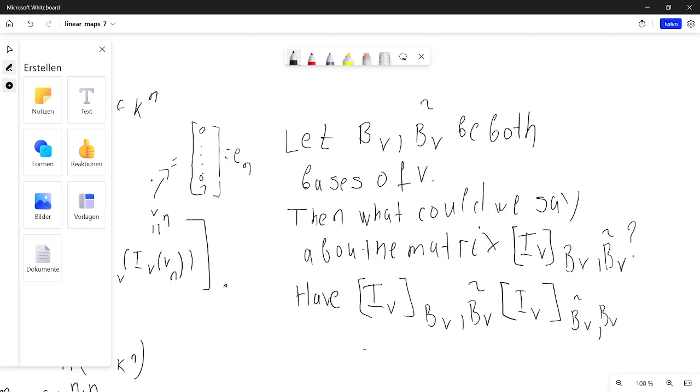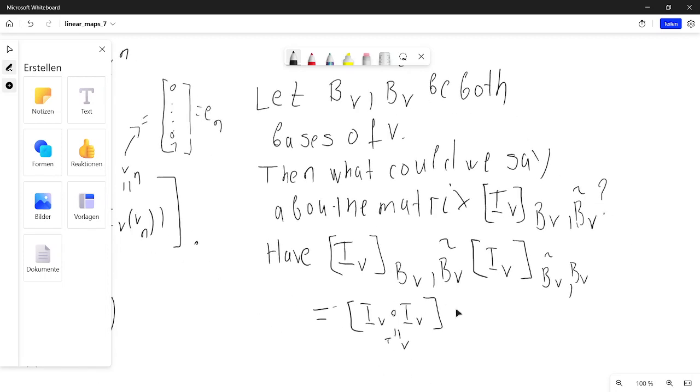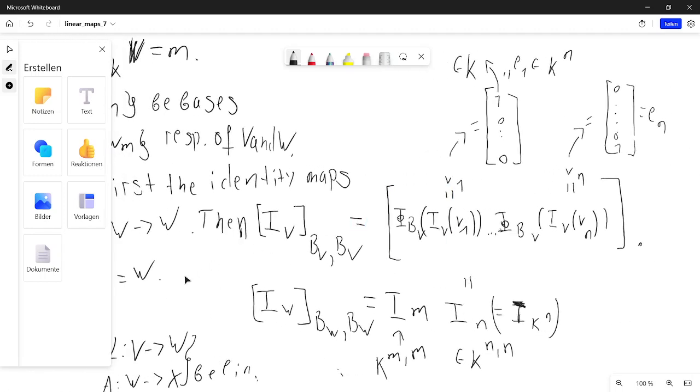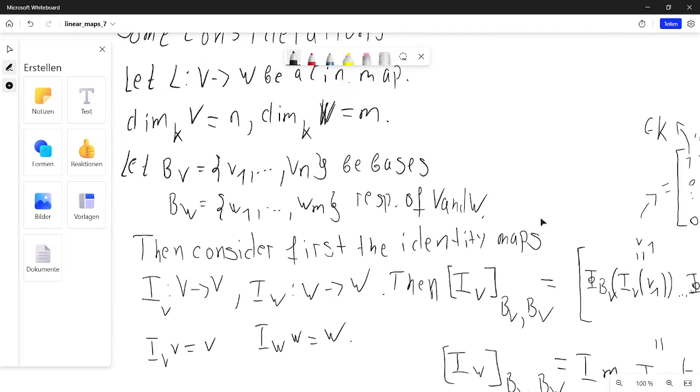And from our composition theorem, we have that this is just the representation of I_V, which is I_V itself, of course. What else? Just map vector to vector, and map again vector to vector. So this is just the matrix of I_V from B_V to B_V, which is the identity matrix I_N. Recall that the dimension of V is N here.